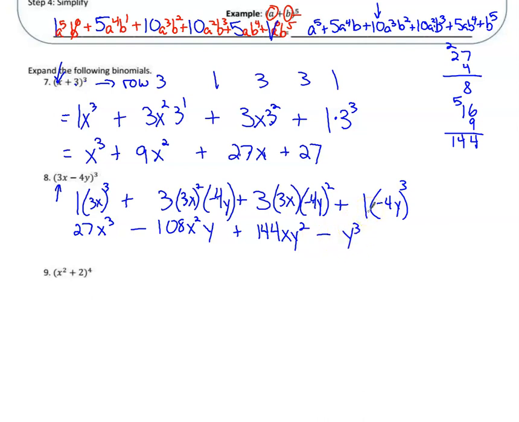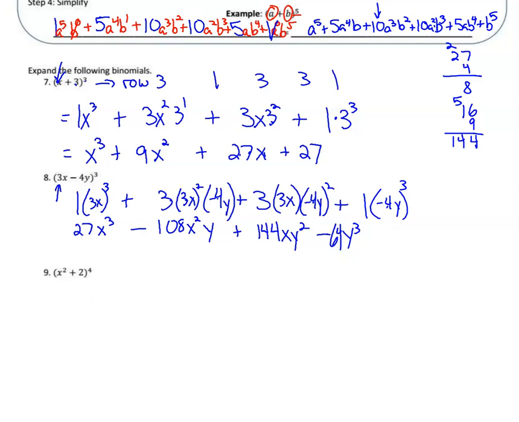So we end up with 27x cubed minus 108x squared y plus 144xy squared minus, oh, I forgot my cube on the 4. That's a 64. 4 cubed is 64. So I'm glad I double checked myself. Hopefully you weren't yelling at the computer screen going, you forgot the 64.